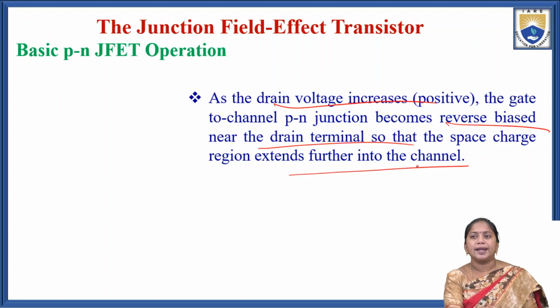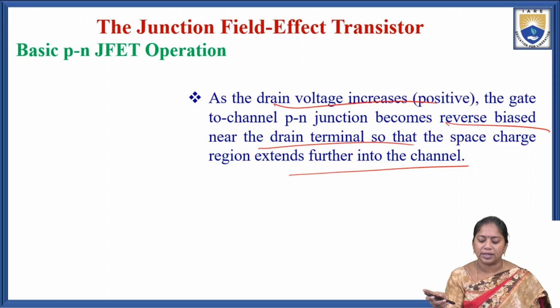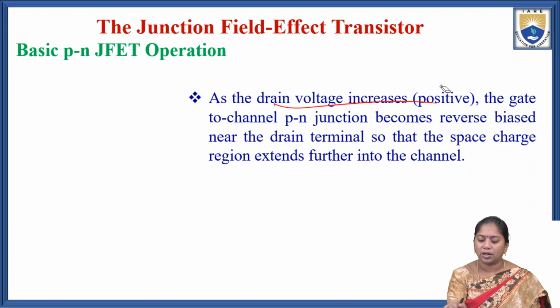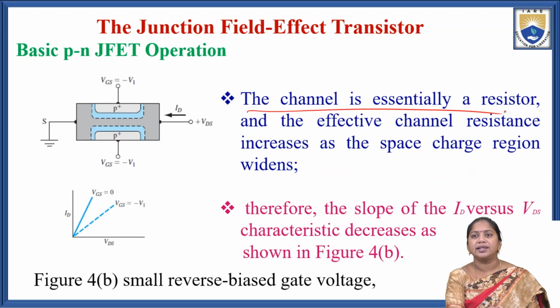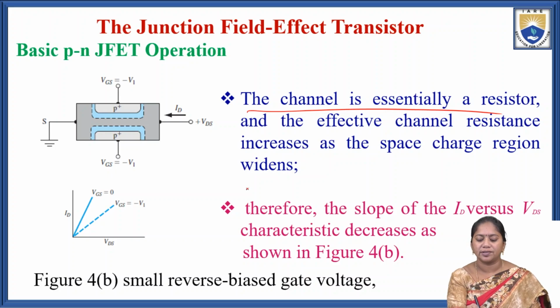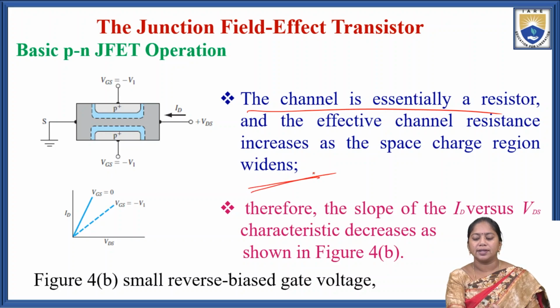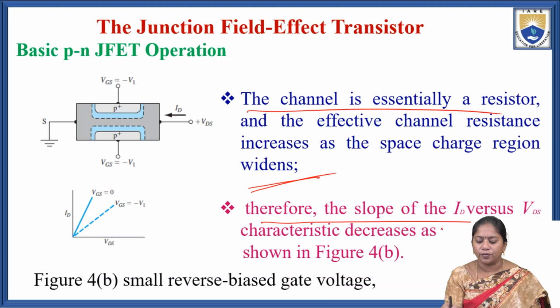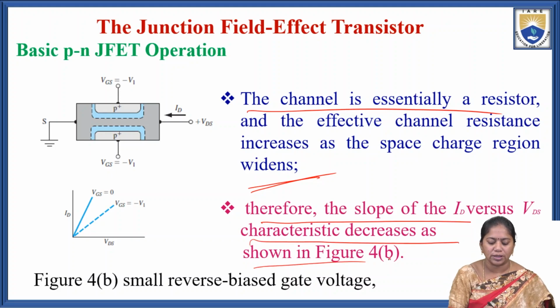As the drain voltage increases positive, the gate to channel PN junction becomes reverse biased near the drain terminal, so that the space charge region extends further into the channel. The channel is essentially a resistor, and the effective channel resistance increases as the space charge region widens. Therefore, the slope of the ID versus VDS characteristics decreases, as shown in the figure.